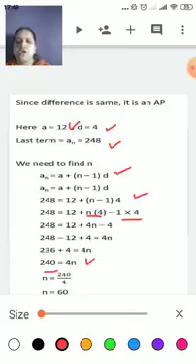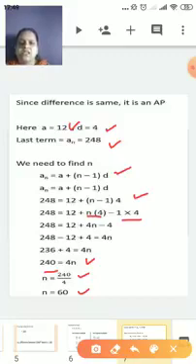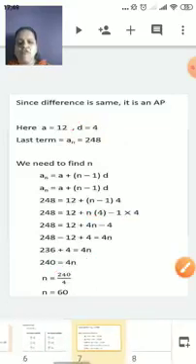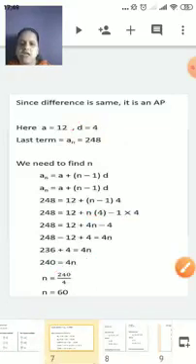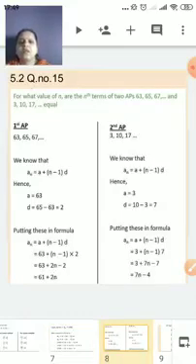240 equals 4n. Divide by 4, n equals 16. That means what is your final answer? The final answer is that there are 16 terms in the sequence which are multiples of 4. Now let us continue with the next sum.